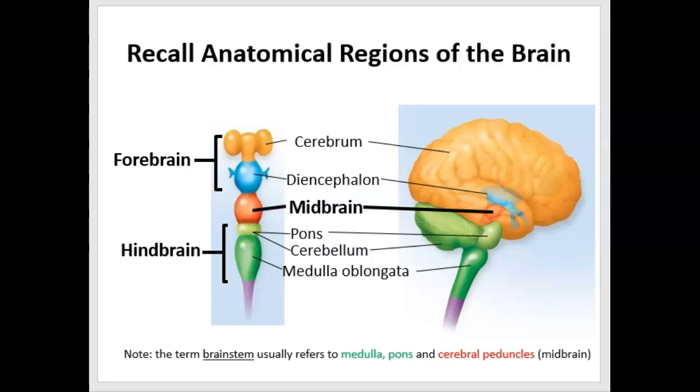Note that when people refer to the brainstem, they're actually referring to the two hindbrain structures I mentioned, the pons and the medulla, and one midbrain structure, the cerebral peduncles. We'll come back to that concept.